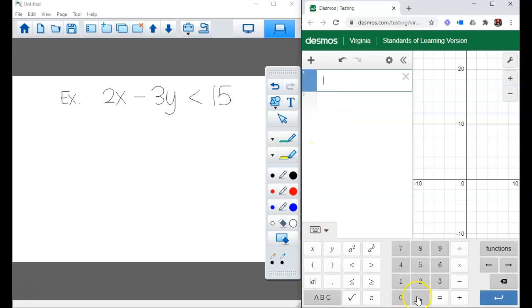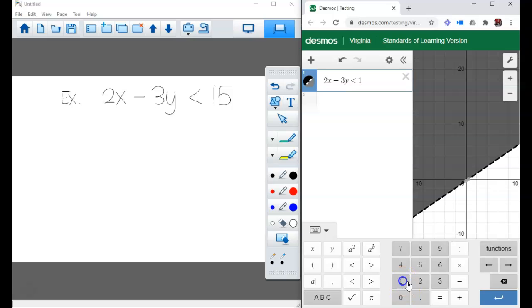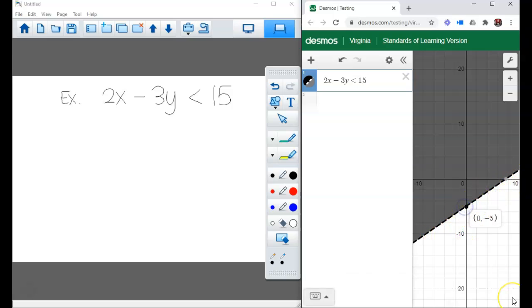All right, now let's delete that, and let's look at what happens if we graph it with that less than symbol. We get 2x minus 3y is less than 15. Now here's what I want you to notice. The line ends up where it was before. You've still got a y-intercept of (0, -5), and you've still got an x-intercept of (7.5, 0).